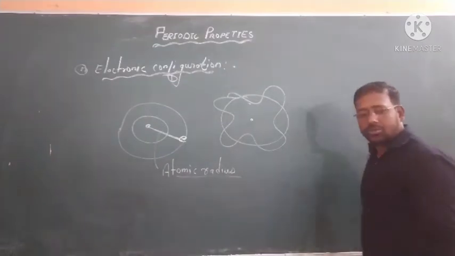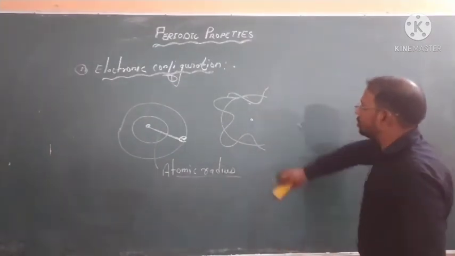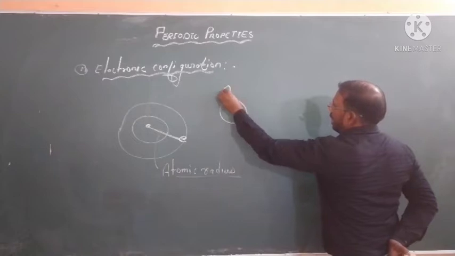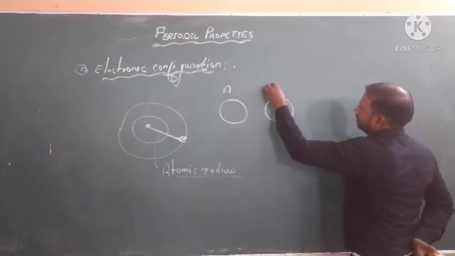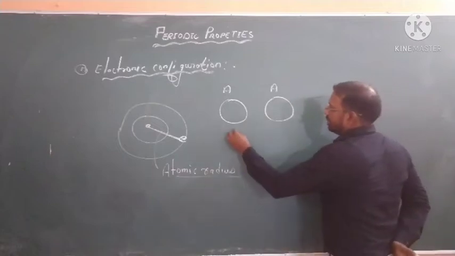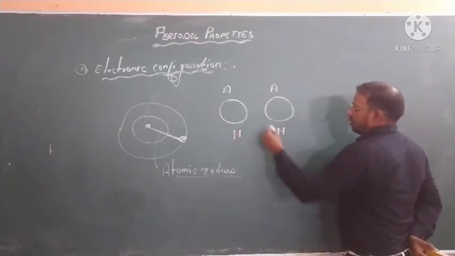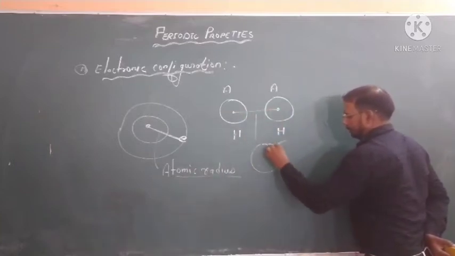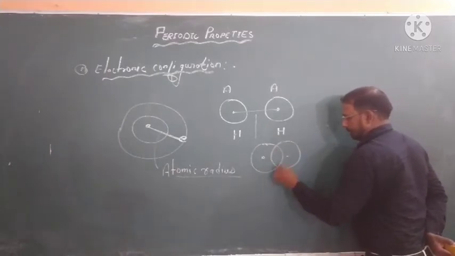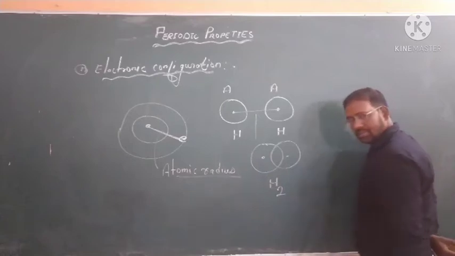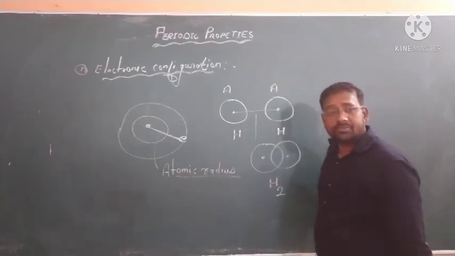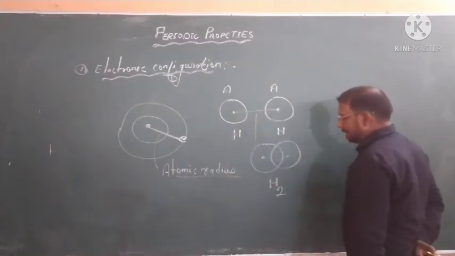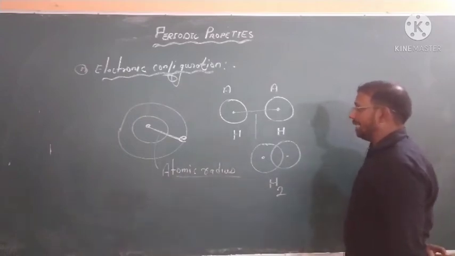Suppose two similar atoms, atom A and atom A, both are the same, that's why I have written AA. You can give the example H plus H. When both combine, what will form? H2 forms. H2 is a molecule, and this is an example of a covalent bond because they combine by the sharing of electrons. And in this condition you can measure the atomic radius.